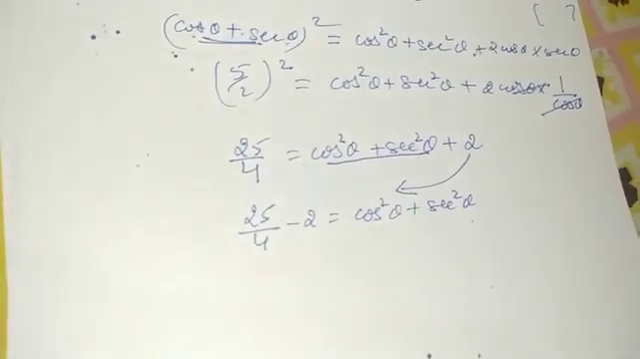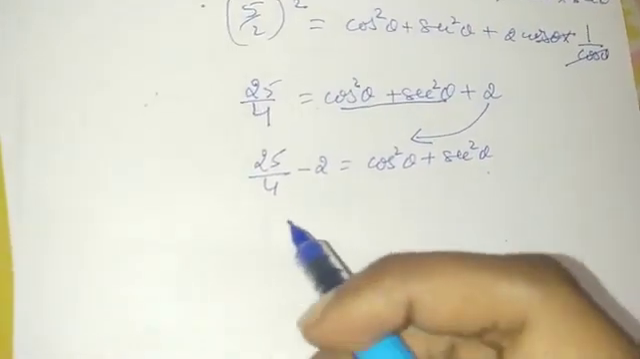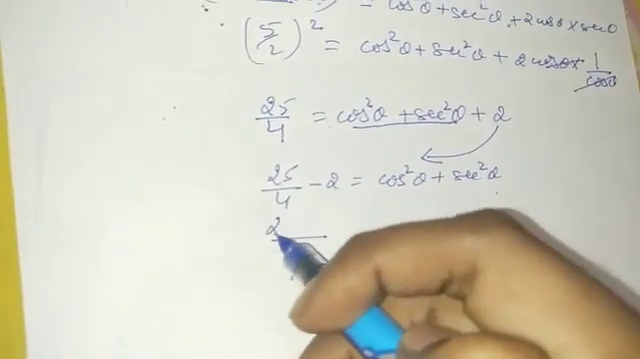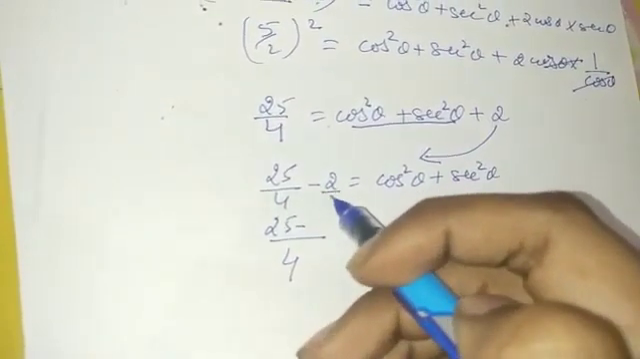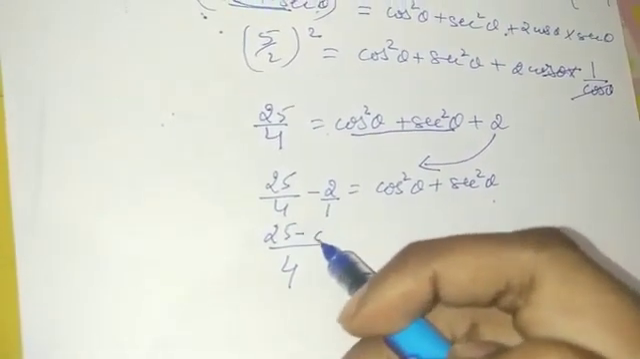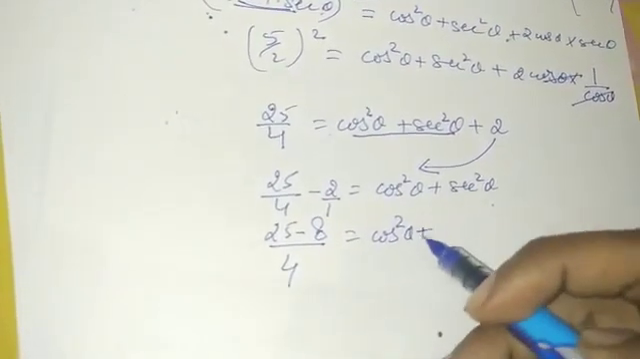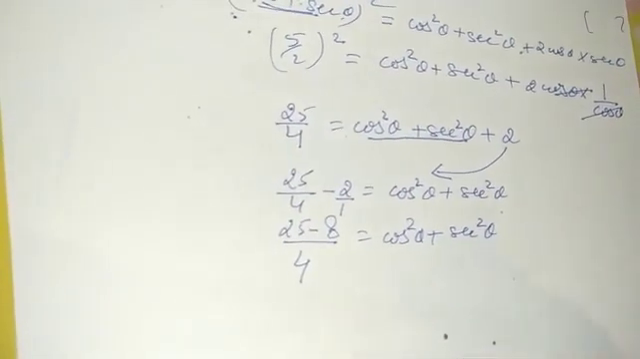Alright, children, let's continue. Now over here, we are going to take out the LCM. On taking out the LCM, the LCM will be 4 and we are going to obtain 25 minus 8, which will be 17 upon 4, equal to cos square theta plus sec square theta.